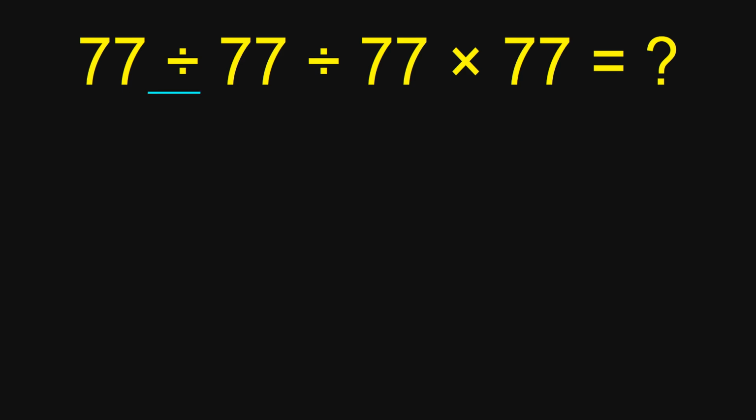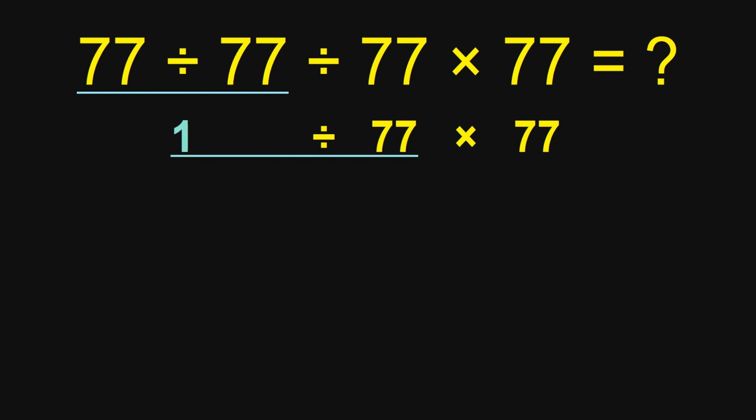So first we do this division. We have 77 divided by 77, which equals 1. Now our problem became 1 divided by 77 times 77. So we have to work from left to right. 1 divided by 77, which can be written as 1 over 77 times 77.